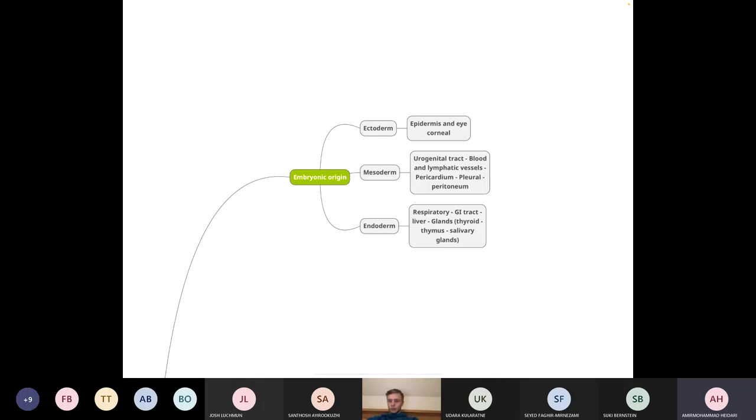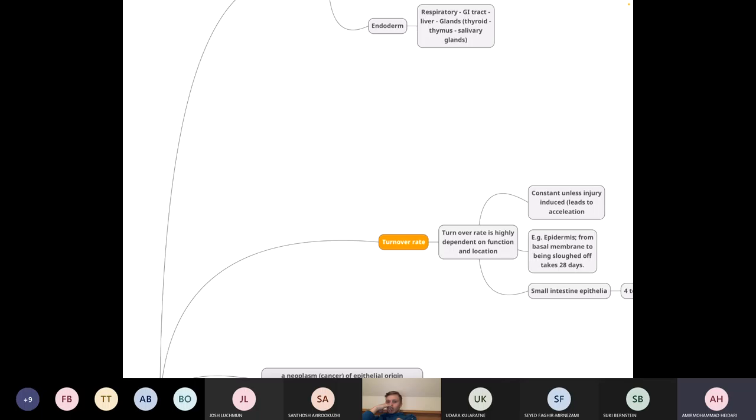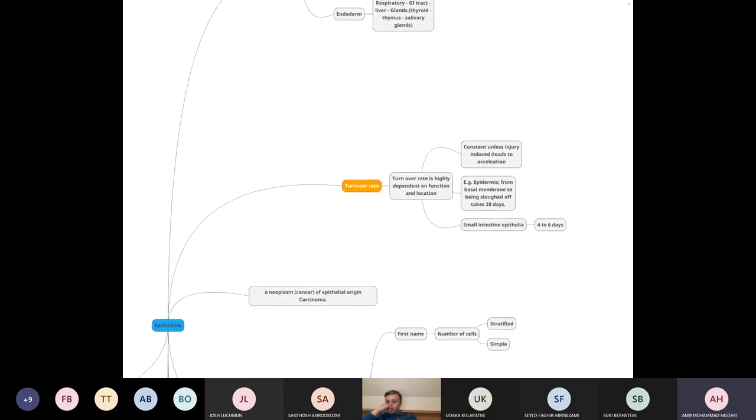So three embryonic origins that we talked about: ectoderm, mesoderm, and endoderm. You get the epidermis, the cornea of the eye and the nerves and things in the ectoderm, which is the outside layer. Mesoderm is in the middle, so you get the urogenital tract and all the other things such as the peritoneum, the heart, pleura, and so on. The endoderm is the respiratory tract, GI tract, liver, and so on. So these are the three things.